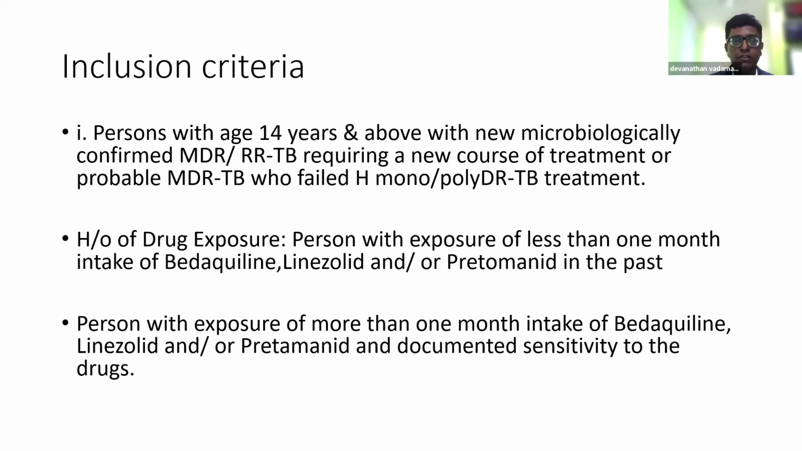The first criterion is that the patient should be above the age of 14. If the patient is less than 14, we cannot give it, so 13, 12, 10 years and so on, we cannot give this regimen. The next criterion is that the patient should not have taken the drug for more than 1 month. If the patient has already taken the drug for more than 1 month, we cannot give it. There's one exception: if you have done a culture and the drug sensitivity pattern is documented.